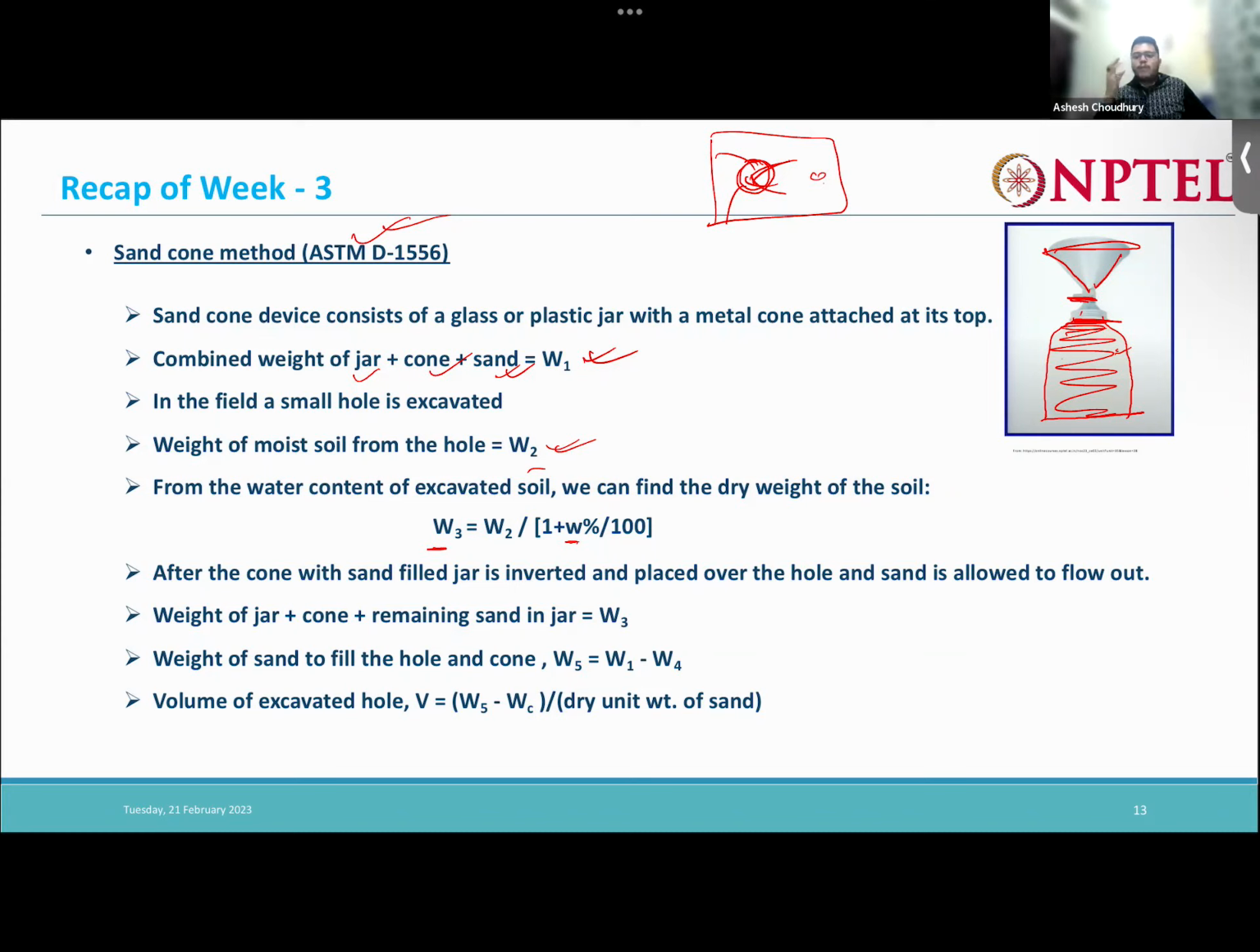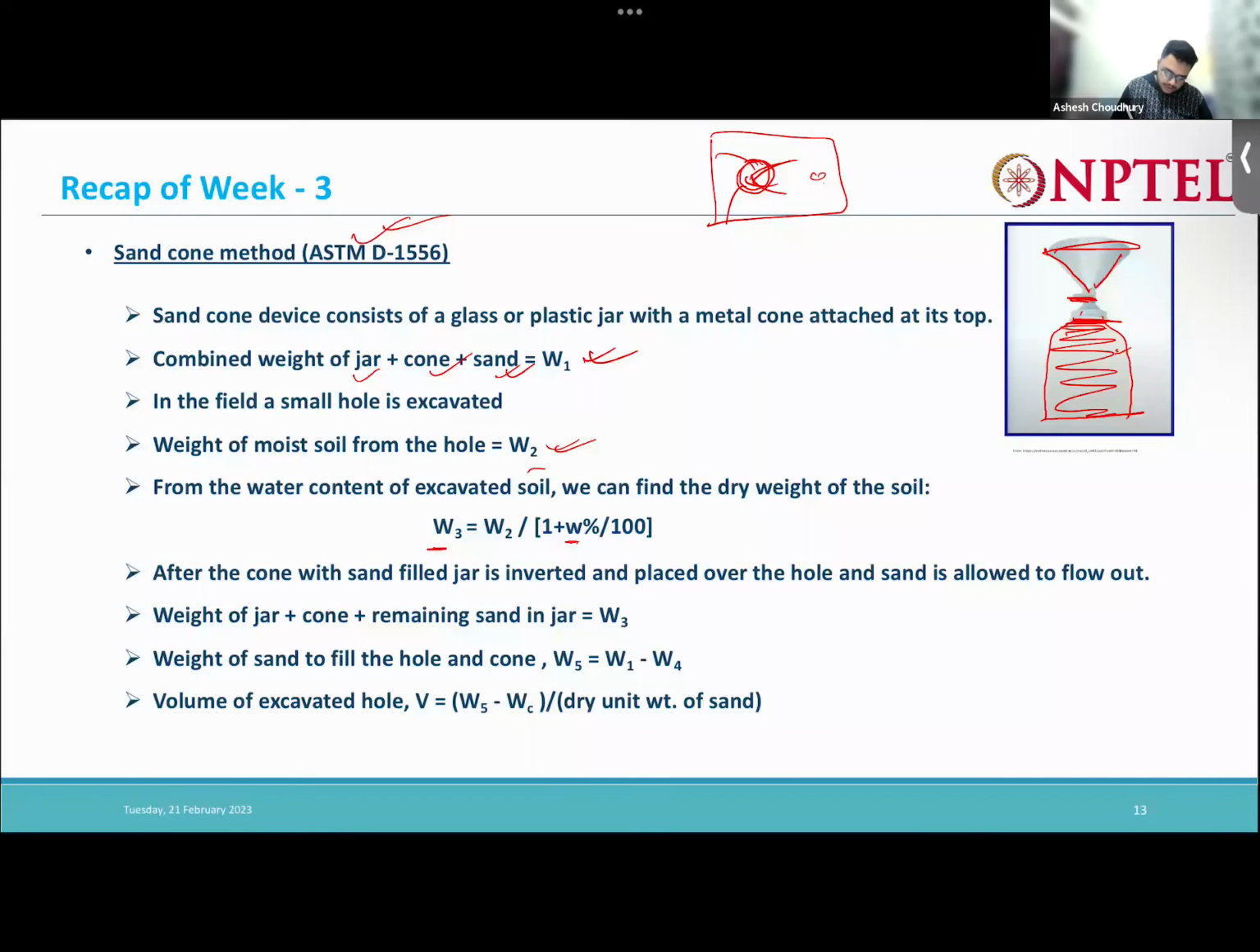So how much amount of sand will come out, if you can tell me? Depending on the size of the hole that we have made in the ground, and also the size of the cone, right? That much amount of sand will come out.